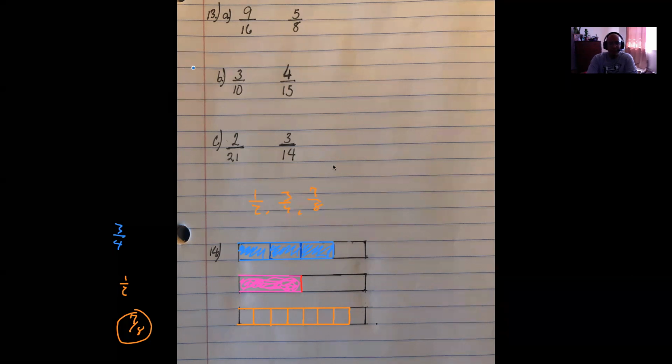If I were to put these in order from least to greatest, then 1/2 is the least, 3/4 is more than 1/2, and 7/8 is almost the whole bar. It's the most.